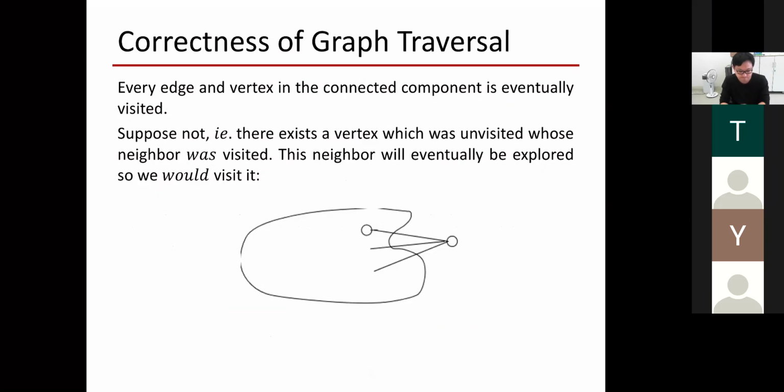Okay. And correctness of the graph traversal. Each edge and vertex in a connected component is eventually visited. Unless it is not connected; if it is connected, it will eventually be discovered and visited. Suppose not: there exists a vertex which is unvisited, whose neighbor was visited. The neighbor is eventually explored, so it would visit it in the end.